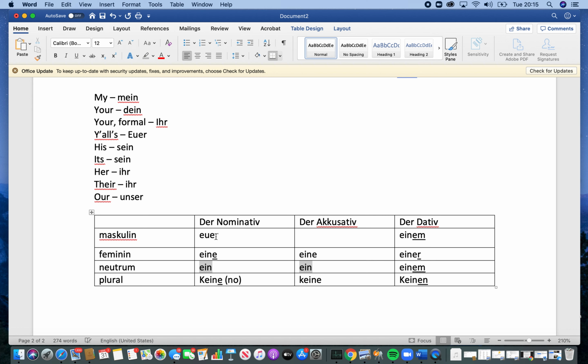So this is for masculine nouns. Euren. Eurem. Feminin. Eure. So we're dropping that E again. Eure. Dativ, eurer. Neutrum, euer. Base word, wieder euer. Dann eurem.